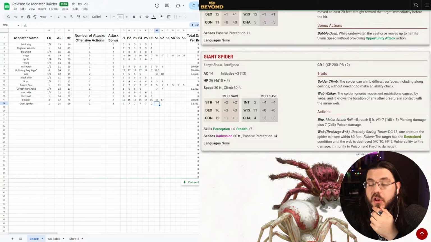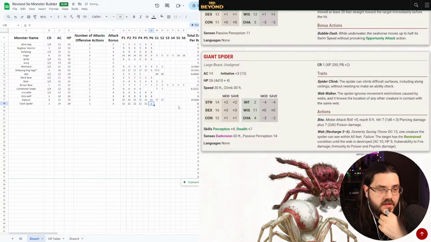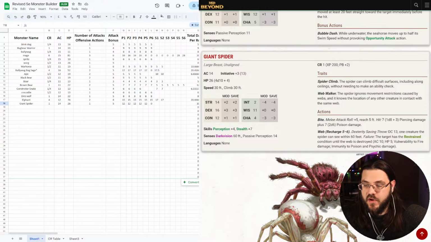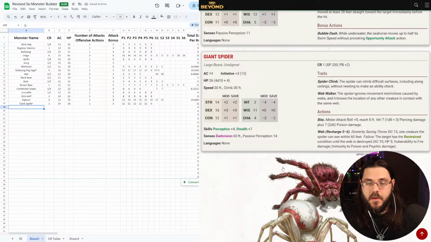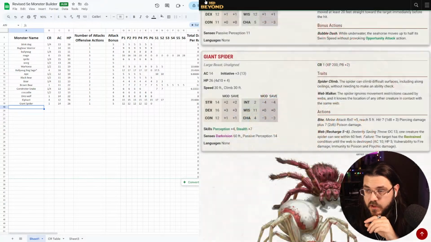Oh no, it's 5 plus 7. Helps if you read. So that makes it 12. So that takes it to 10 damage at CR1. That underperforms a little bit, but the web shooting might bring it up a little bit. The DC is 13 on that. Can shoot web to restrain.